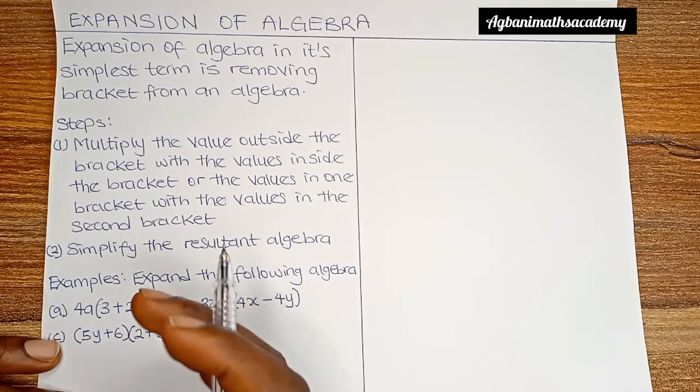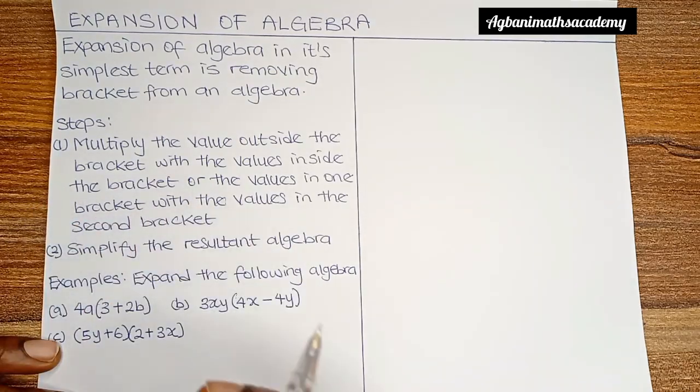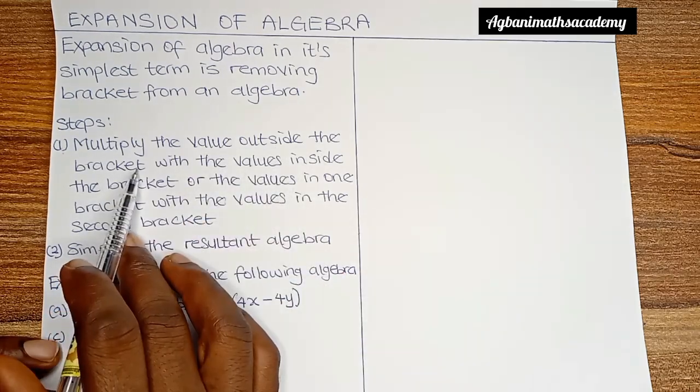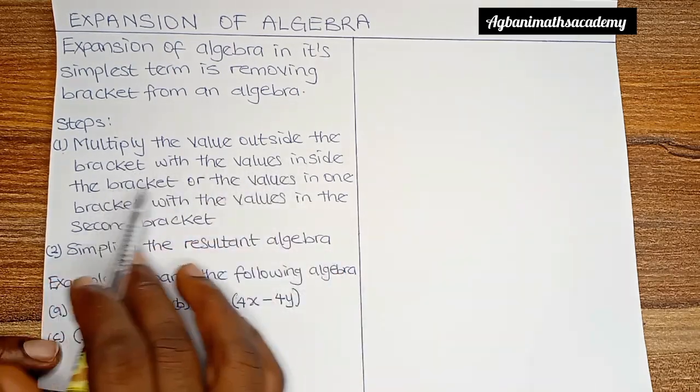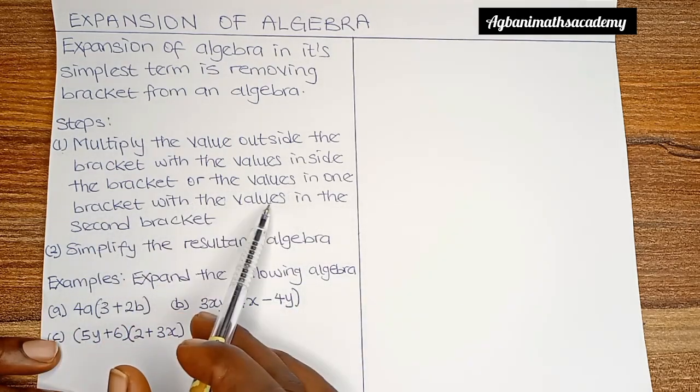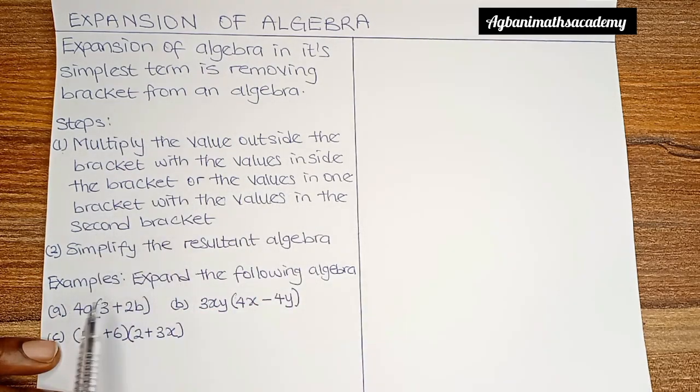For us to expand an algebra, we only need to follow two simple steps. The first one: multiply the value outside the bracket with the values inside the bracket, or the values in one bracket with the values in the second bracket. Before we go further, let's look at the two scenarios.